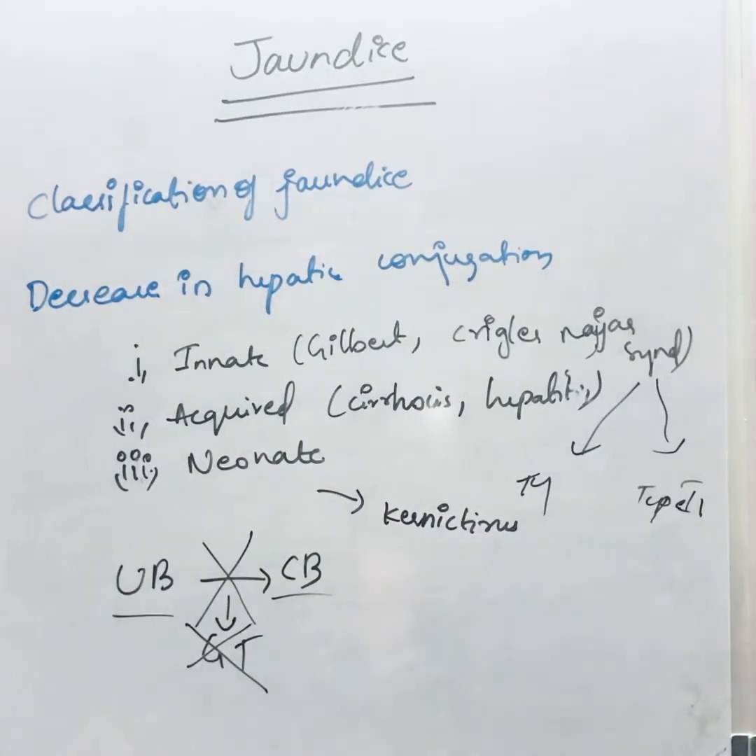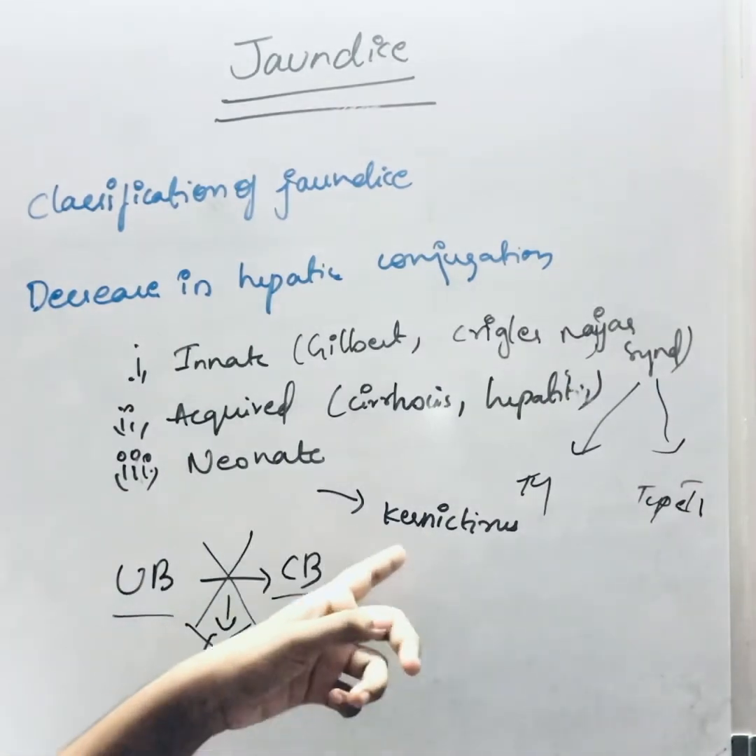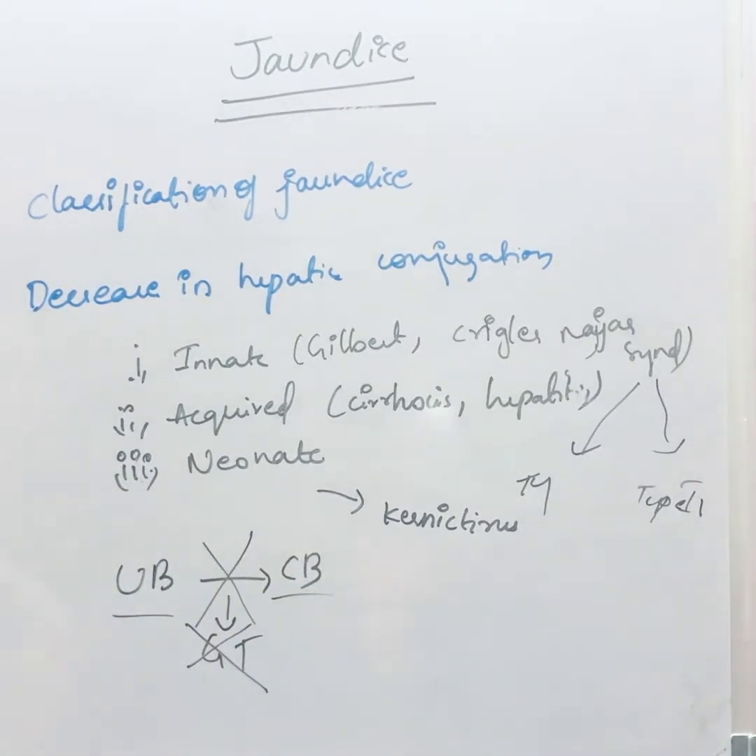In neonatal jaundice, if there is any free form of bilirubin, that is unconjugated form, it enters the brain and it may lead to kernicterus. So this is all about the decrease in the hepatic conjugation.